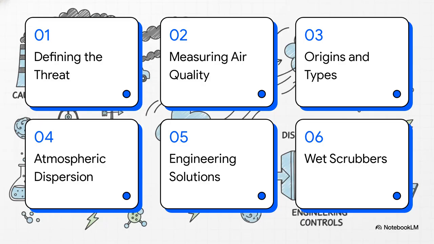Okay, here's our roadmap for today. We'll be hitting 6 key areas. First, defining the invisible threat. Second, measuring air quality with the AQI. Third, origins and pollutant types. Fourth, meteorology and atmospheric dispersion. Fifth, engineering solutions focusing on the ESP formula. And finally, number 6, wet scrubbers and mechanisms. Let's get right into it.